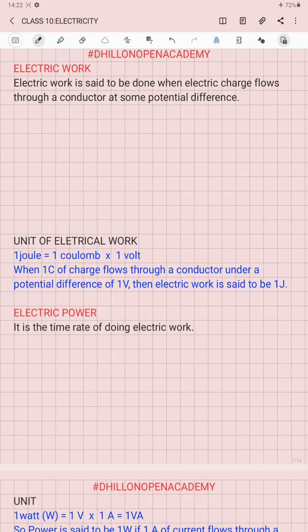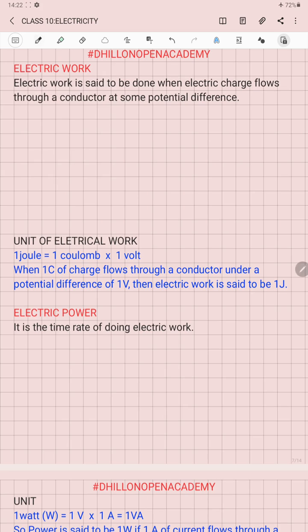Students, welcome to the next part of our chapter electricity. We are starting with the physical quantity electric work. Electric work is said to be done when electric charge flows through a conductor at some potential difference.